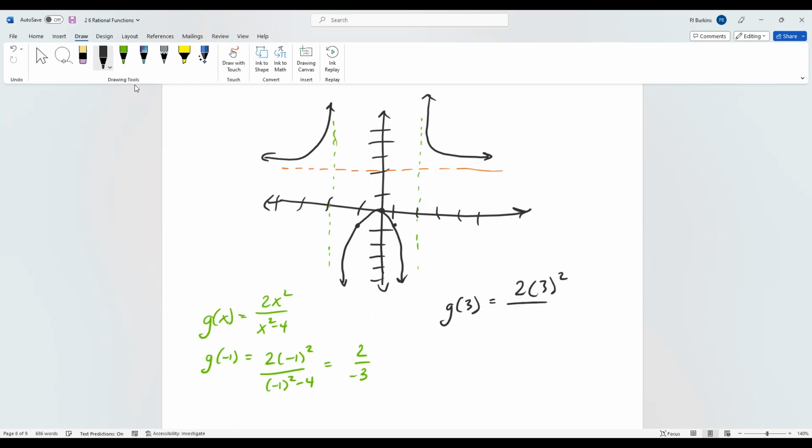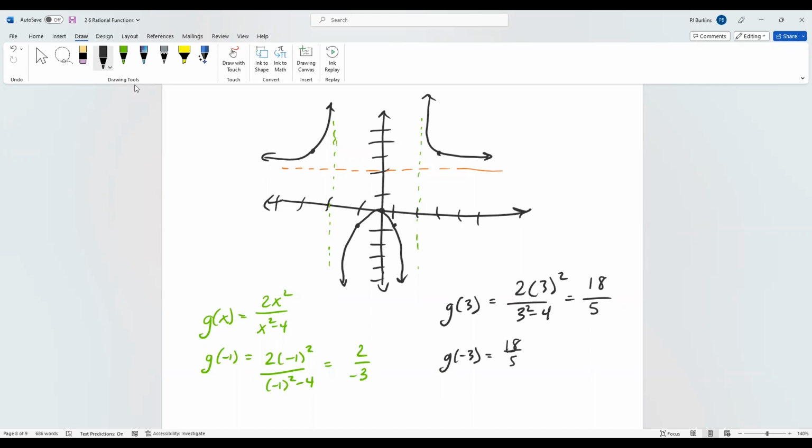So plug that in. We have 9 times 2 is 18. 9 minus 4 is 5. That's not very nice, but we at least know it's a number that's bigger than 2, right? So when x is 3, we know we're up here somewhere. And again, we don't have to do -3, right? We know that it has to have symmetry, so it should also be at the same point. So another point up here.